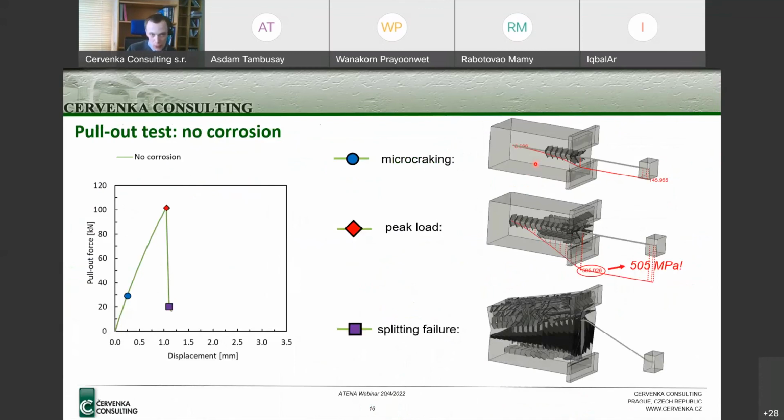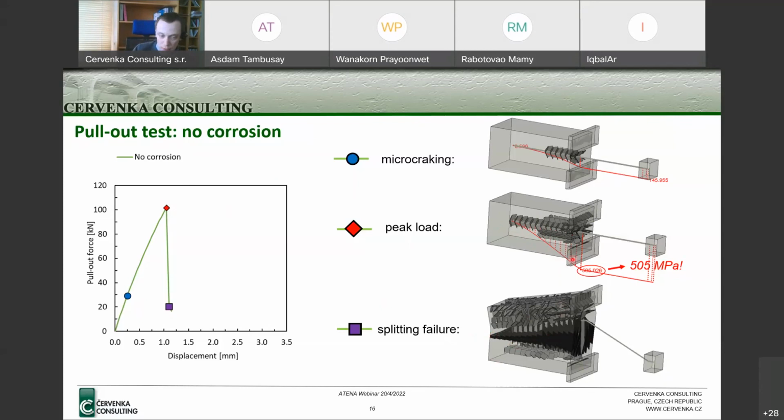So in this case, we have our concrete specimen a little bit larger, and at the beginning I will present the results of the pull-out test without any reinforcement corrosion. So in here, based on the shape and on the screenshots from the analysis, we can see that the failure mode is the splitting of concrete. After exceeding the peak load, we can see the massive crack formation inside of the concrete specimen, and finally formation of this kind of longitudinal crack and splitting failure mechanism.